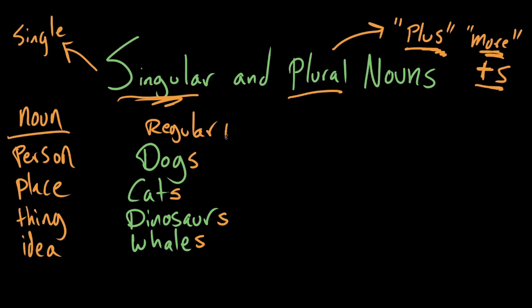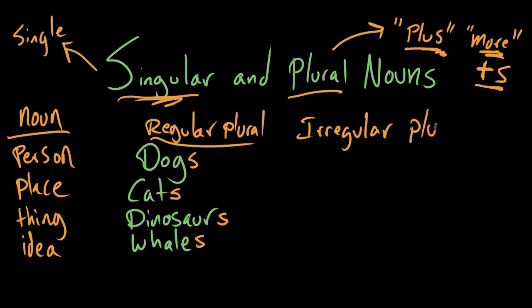This is what we call the regular plural. This is the regular plural. And what that means is it obeys this one rule. All you have to do to say that there's more than one dog is throw in an S. And we're lucky because most English nouns behave that way. Most nouns are regular. However, here's the bad news. There are some irregular plurals. They are not regular, thus irregular.